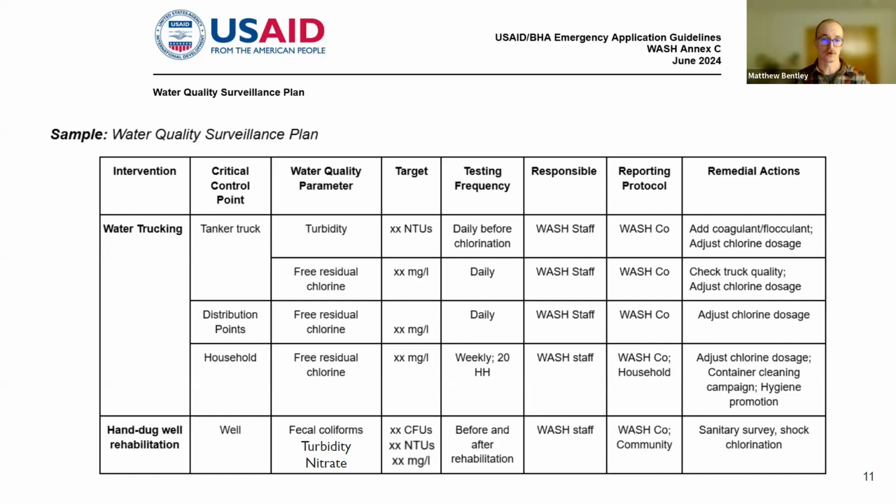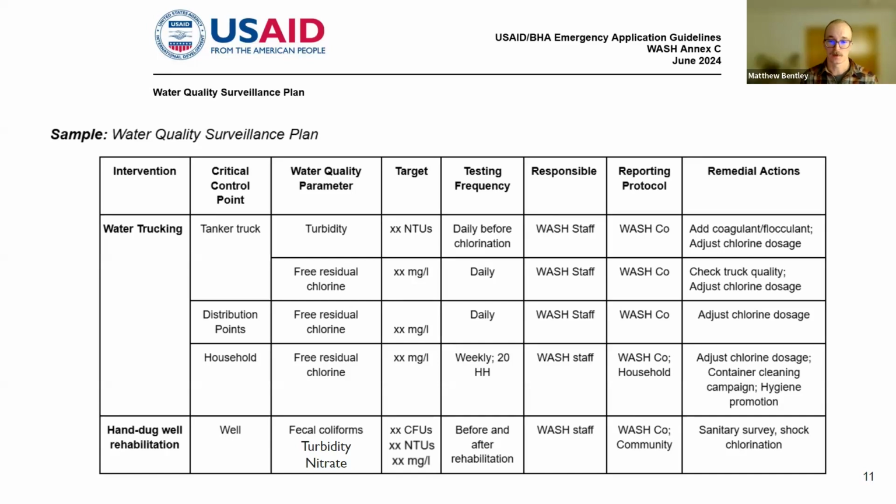We're going to look at the critical control point for measuring water quality at different points in the system. So here you can see with water trucking, we're going to measure water quality at the tanker truck, at filling or at treatment, at the distribution point once it's delivered, and at the household level. So those are various critical control points, and those points will depend on the type of system and the type of intervention that you're conducting. Next is the water quality parameters that are being tested, and that will depend on the water supply options and what is important to look at there, and we'll discuss that in the future slides.